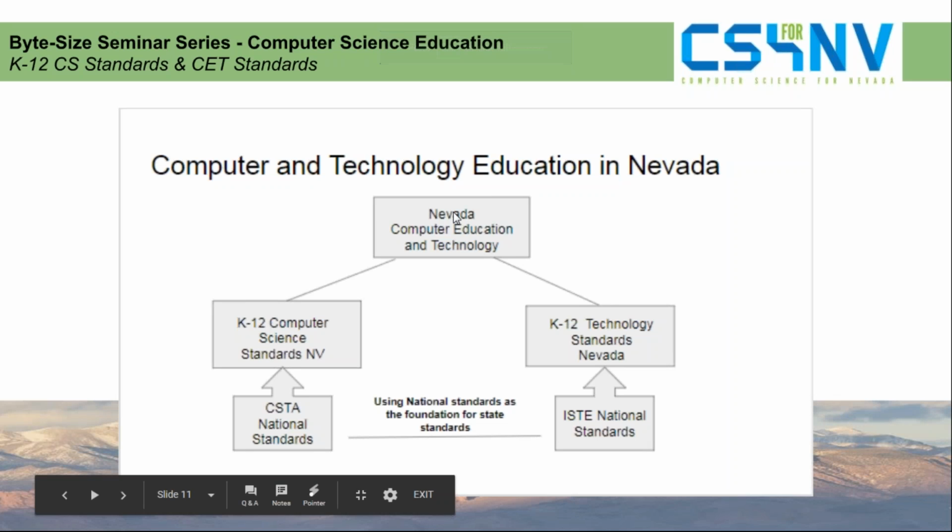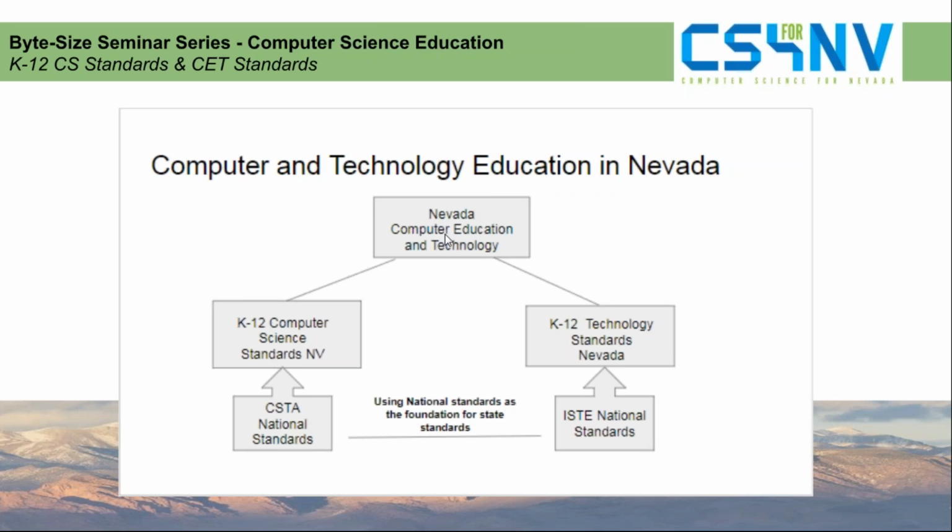When the bill talks about Nevada Computer Education and Technology and having CS and CT, Computer Science and Computational Thinking, added to the Computer Education Technology, what it did basically was add this little elbow over here. So our computer science standards are now part of the Computer Education and Technology subject area, where we already had our technology standards. So we have these two sets of standards.